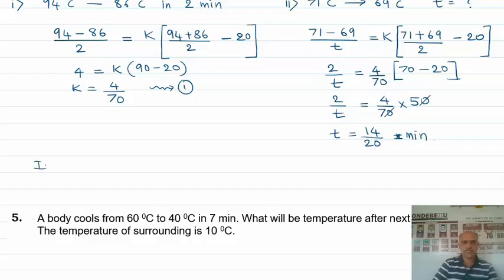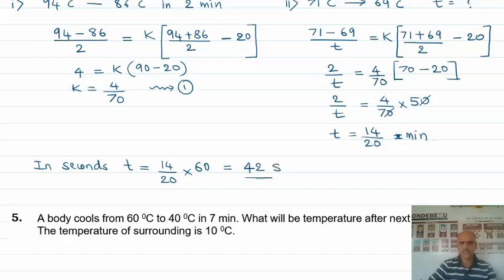If you want it in seconds, t is equal to 14 by 20. 1 minute is equal to 60 seconds, so into 60. So 14 into 60 divided by 20, you will get 42 seconds. So 14 by 20 is in minutes. You could divide it, but as it is a fraction, I have converted it into seconds.